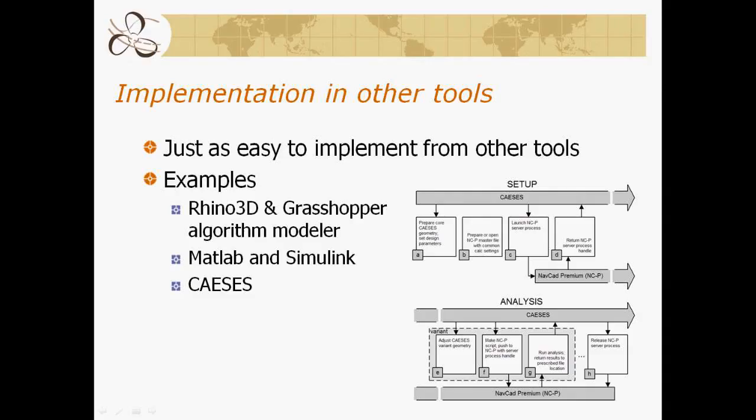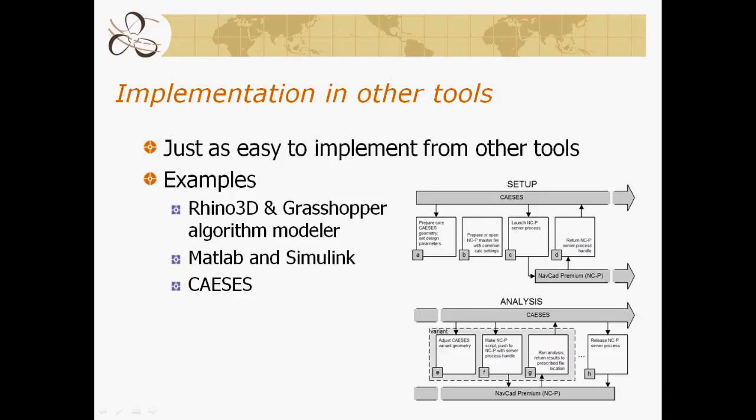Implementation in other tools is just as easy as it would be in Excel. It's all a matter of taking the code, connecting NavCad, creating the proper scripts from the data, pushing that information, and bringing that back. Some examples of connections that users of NavCad have made are with Rhino 3D, the CAD modeler, and its Grasshopper algorithm modeler. That allows you to take the data from Rhino, push it through Grasshopper for the connection to NavCad Premium.